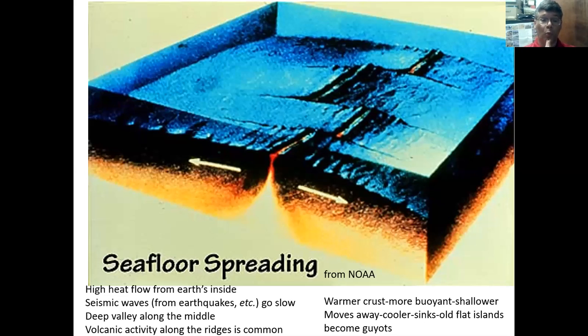As the warm, newly made ocean floor is pushed on out to the sides while new stuff comes up behind it, it's going to cool. As it cools, it's going to get denser and sink down, isostasy. This is why what was an island closer to the ridge, as it moves on out, sinks, and eventually is no longer an island, but becomes a guyot.